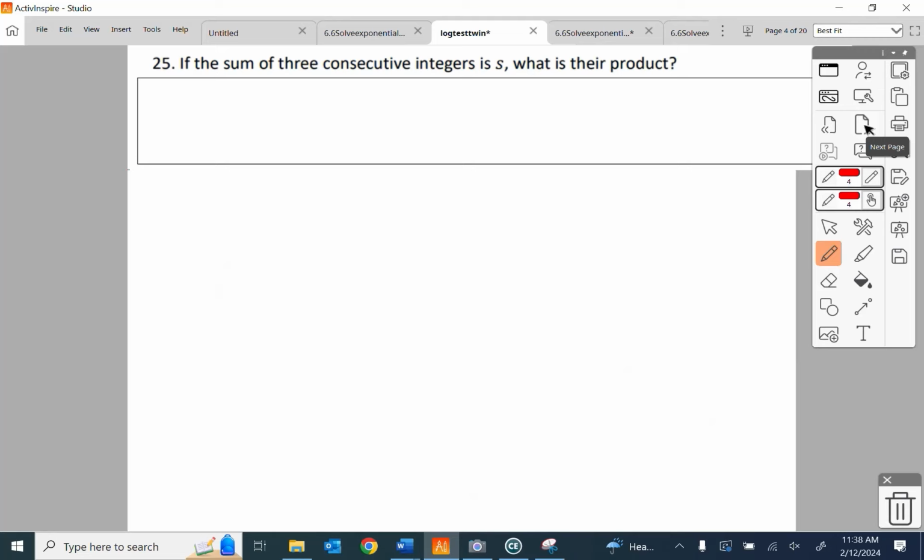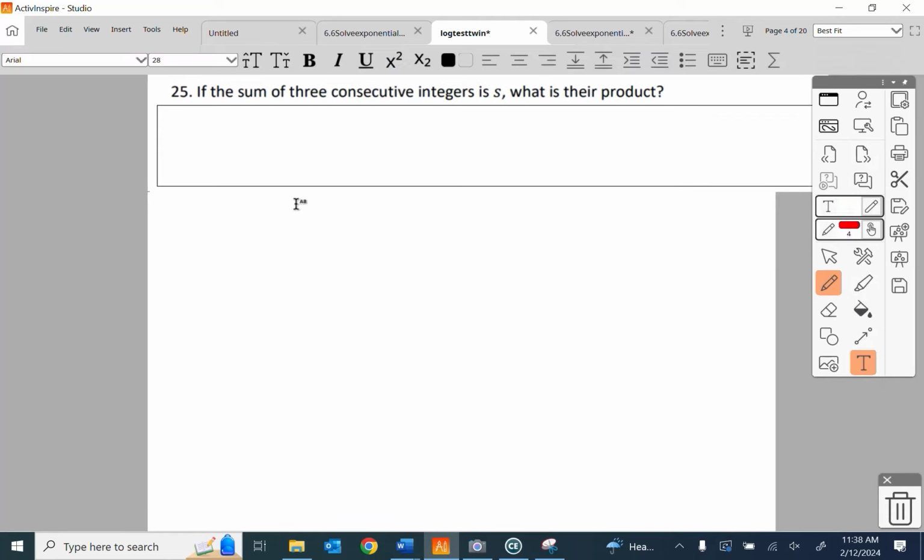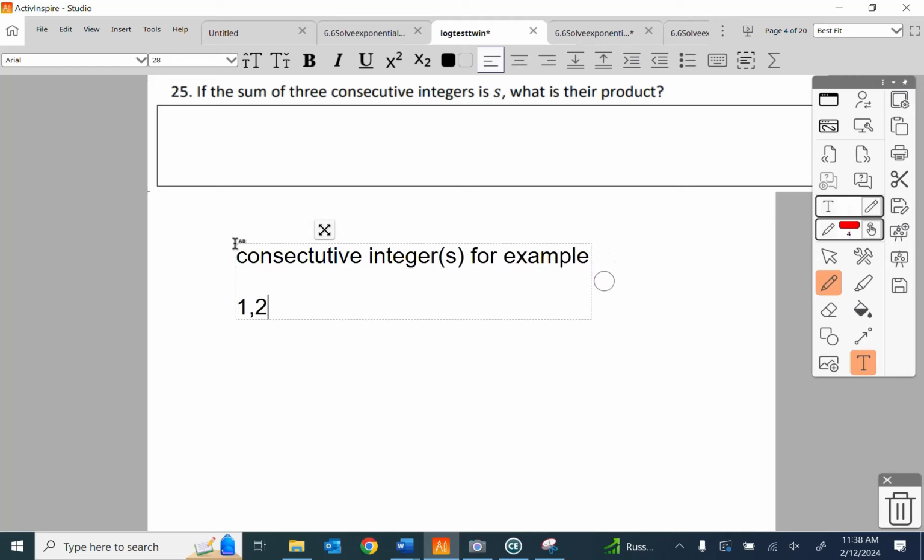25. If the sum of 3 consecutive integers is s, what is their product? It's interesting. Consecutive integers, for example, are 1, 2, and 3. And the big thing is they differ by 1. So this is going to seem kind of silly, but what I'm going to do is let the middle be s. So if the middle is s, the one before it's got to be s minus 1. So the first is s minus 1.